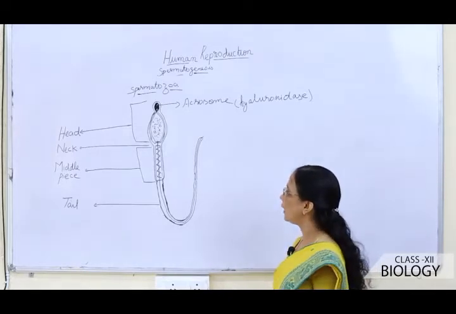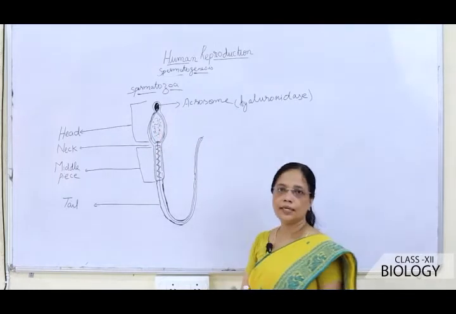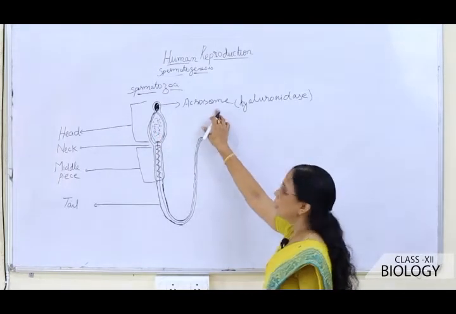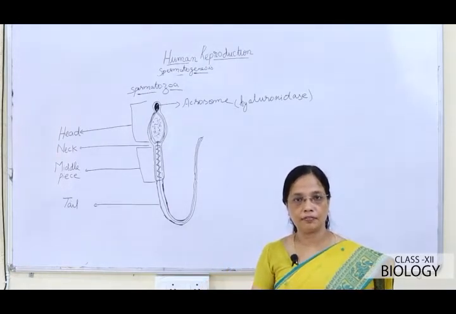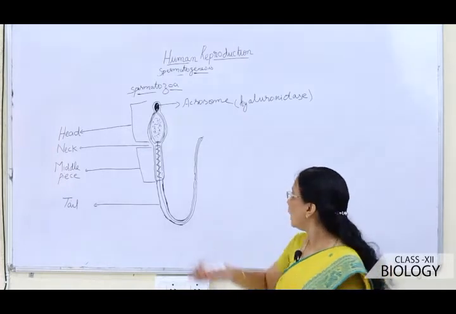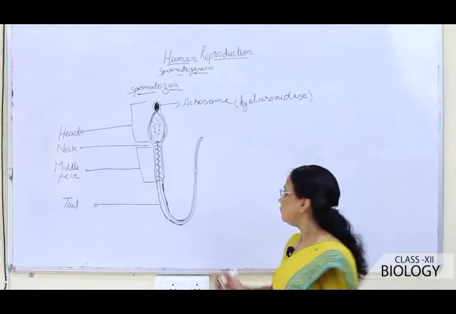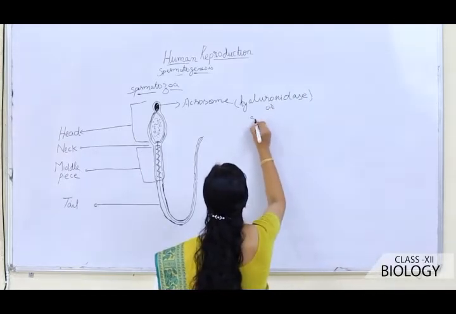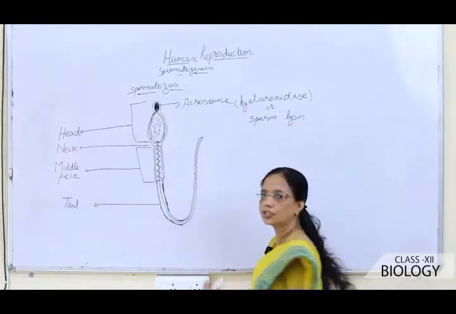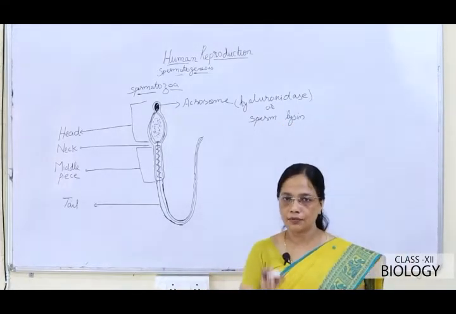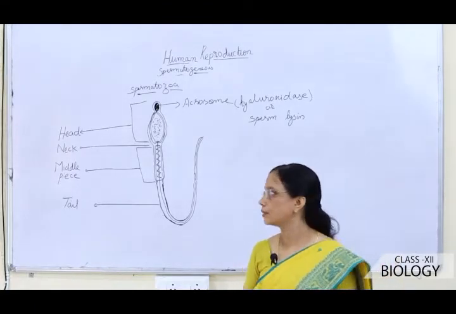It is divided into head, neck, middle piece and tail. Over the head you can see a structure called acrosome. We have studied this earlier. Acrosome is developed from the Golgi body, and it contains an enzyme called hyaluronidase, commonly known as sperm lysin. What is the function of this sperm lysin? It will penetrate the membrane of the egg during fertilization.